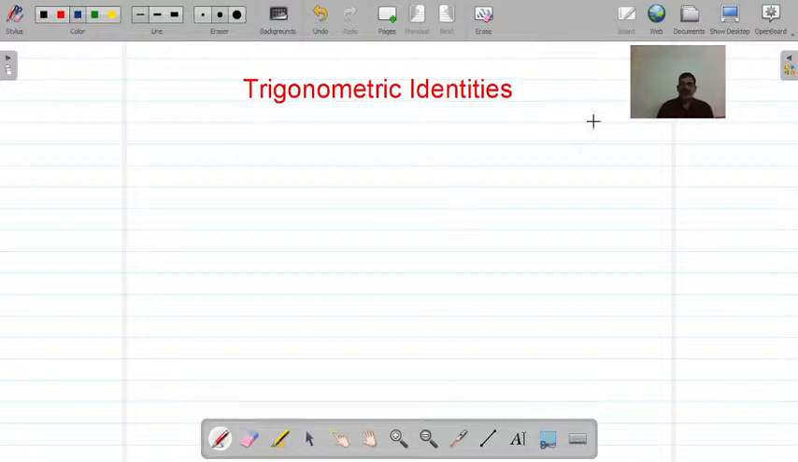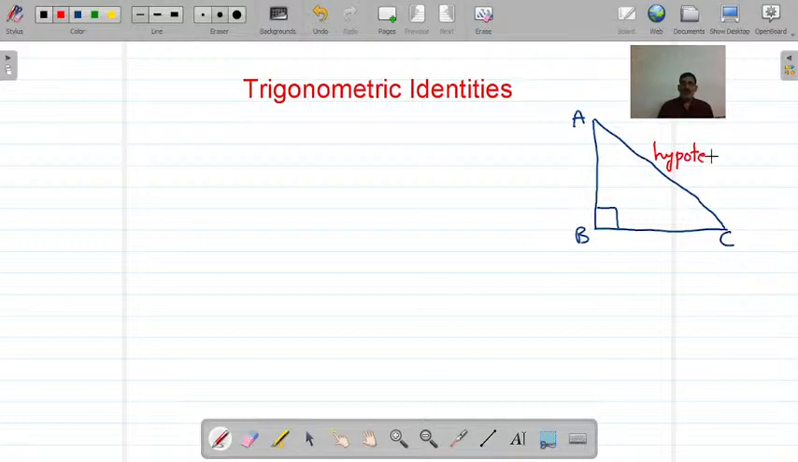So already we discussed that in a right angle triangle, what do we call the side opposite to 90 degrees? Do you remember that? Opposite to 90 degrees, this side is called hypotenuse. We know this.